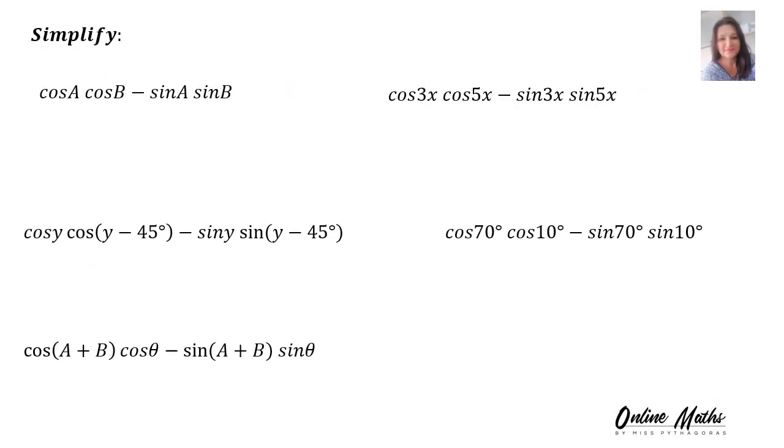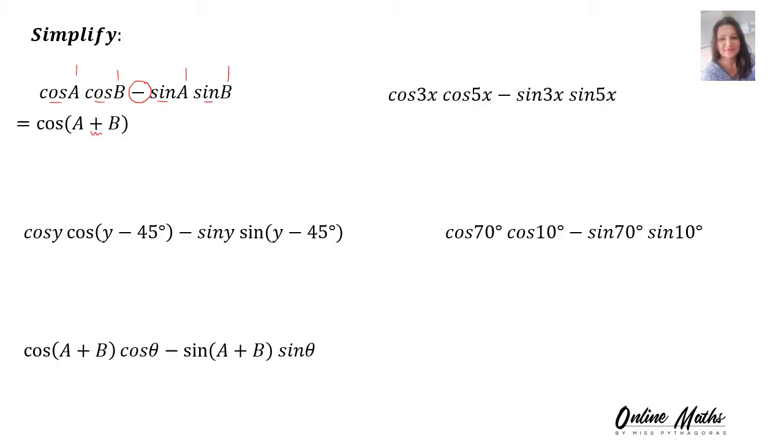Let's simplify. So now I give you the expanded rule and I want you to simplify. So let's spot the pattern first. Cos, cos, sin, sin. And the angles have to be the same. A, B, A, B. So that one as a compound angle is then cos A plus B. Remember, when this is a negative, this is a positive.